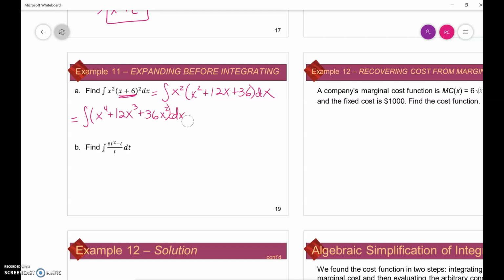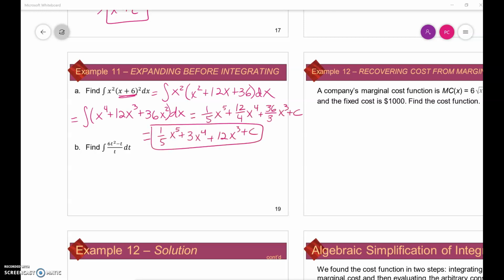dx. Okay, I want you to pause the video now and integrate this, and then come back and check your work. Okay, so after integrating, you should end up with 1/5 x to the 5th plus 3x to the 4th plus 12x cubed plus c. Okay?